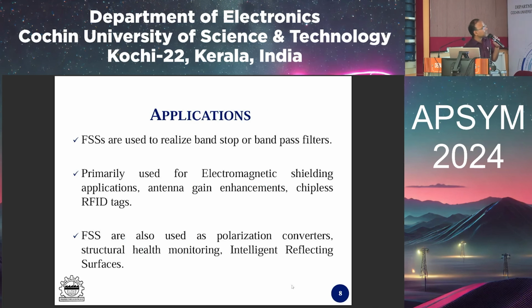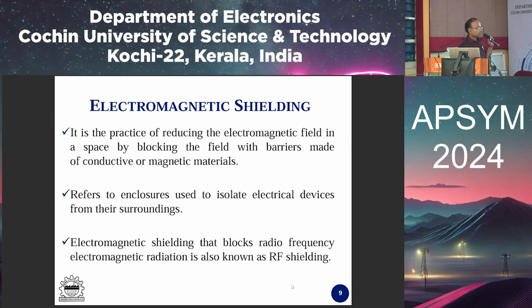So what are the applications? The fundamental applications are band stop or band pass filters. Nowadays this FSS is used for electromagnetic shielding applications, antenna gain enhancement, chipless RFID tags, polarization converters, intelligent reflecting surfaces, and surface health monitoring. When we speak about electromagnetic shielding, it is like reducing the electromagnetic field in a particular enclosure.